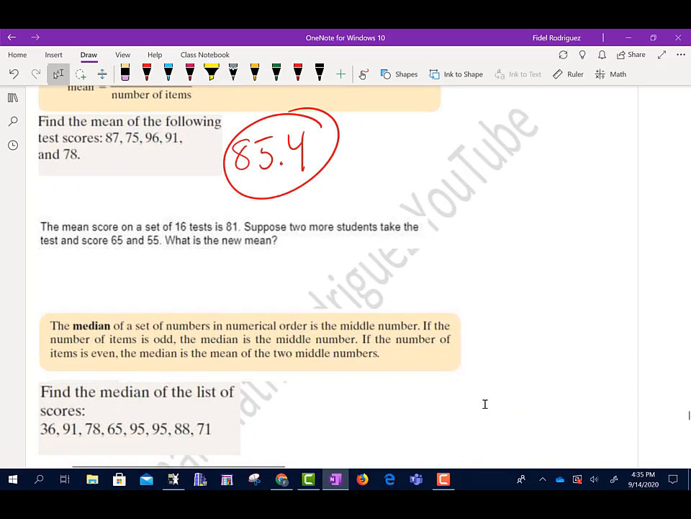All right, let's take a look at the next problem. It says the mean score of a set of 16 tests is 81. Suppose 2 more students take the test and score 65 and 55. What is the new mean? Remember what we're doing here. When we're finding the mean, we took all the numbers that we had and added them up. So we had x1 and x2 all the way to x16, because there were 16 test scores, and we divided by 16, and we came up with a number of 81.